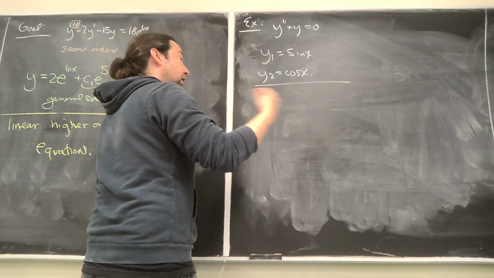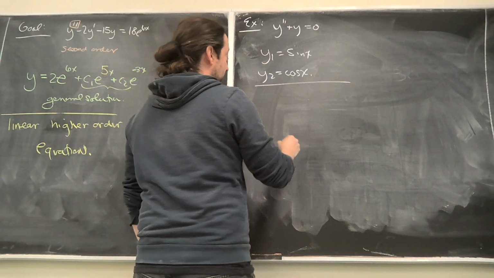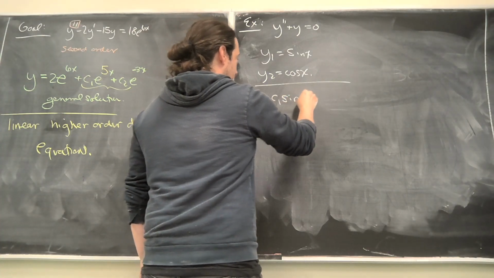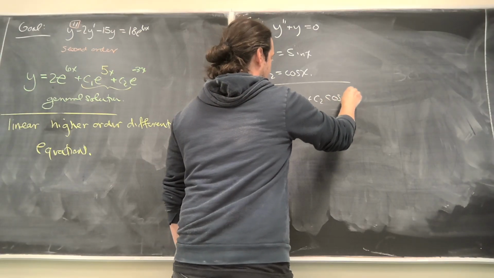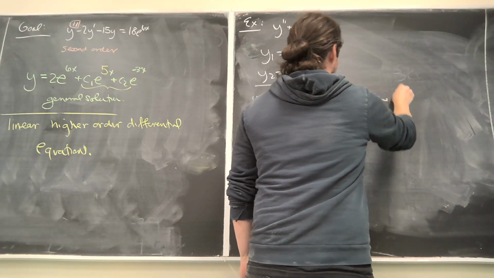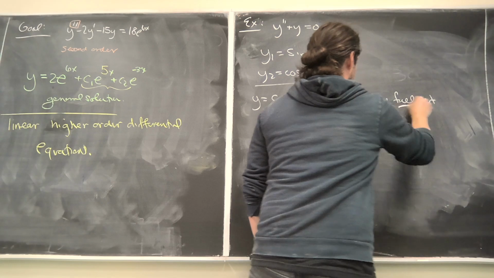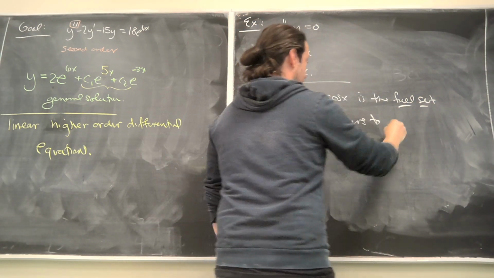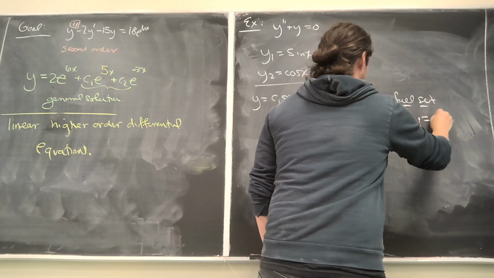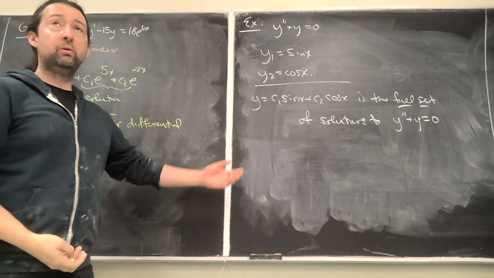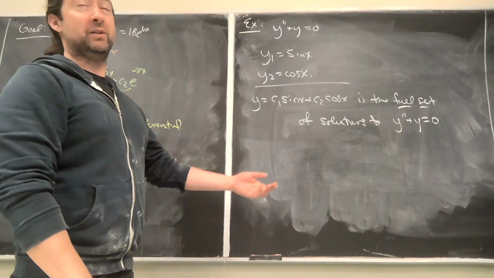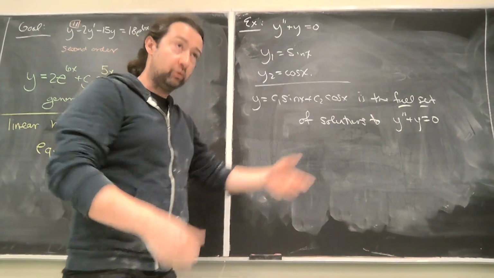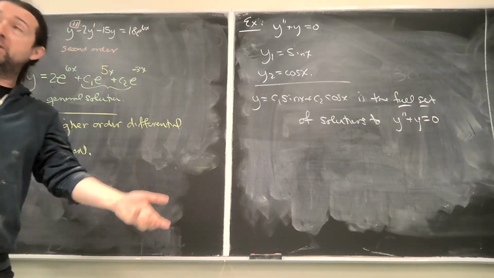So how do I know? Here's a linear algebraic question for you. I would like to say that y is equal to c1 times the sine of x plus c2 times the cosine of x is the full set of solutions to y double prime plus y is equal to 0. If I found two of them, I might have the suspicion, or in about 30 minutes you'll have the theorem, that second order linear equations have a two-dimensional space of solutions.